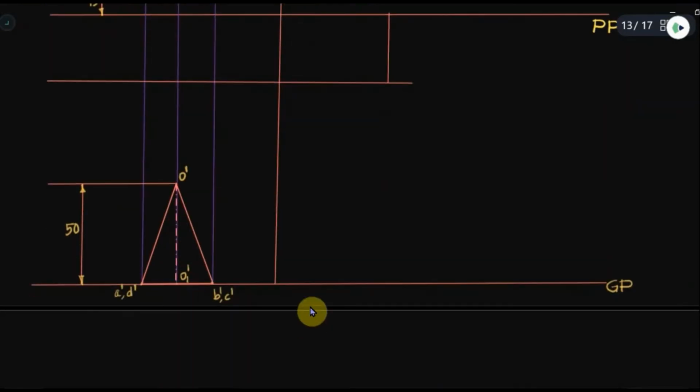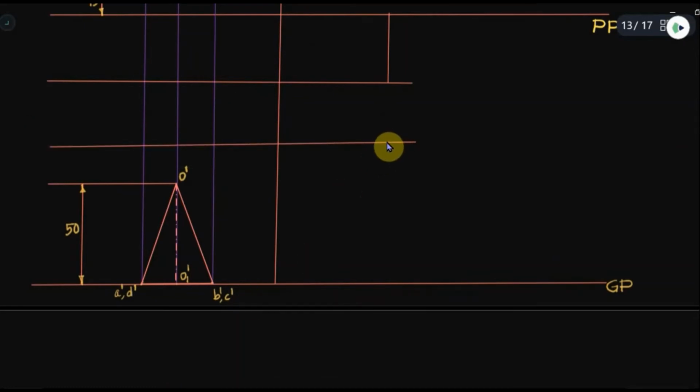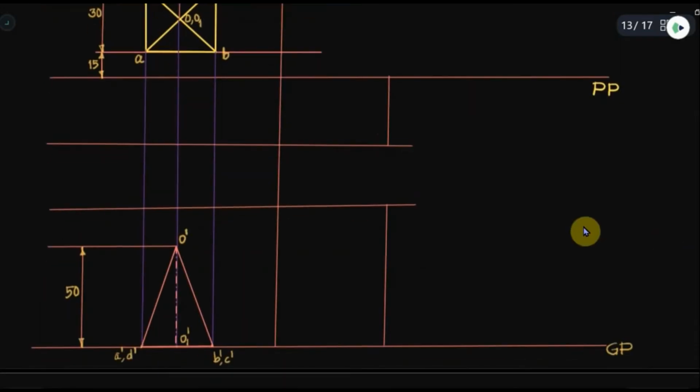And 70 mm above GP, you will draw a line 70 mm above. Let's say it is somewhere here. And we will dimension it also. And we will mark the dimensions, the distance of the station point from the picture plane and from the ground plane.